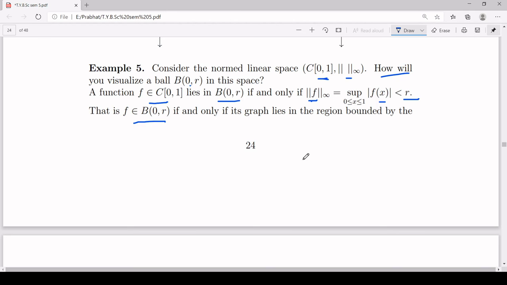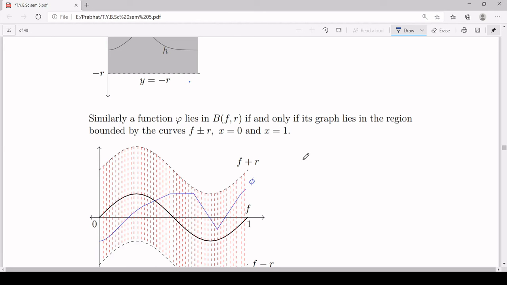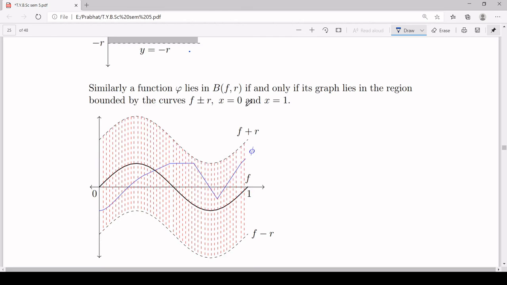Let's see the next example. Here it is just extended. Instead of 0, now if you take any other point f inside C[0,1], how will you visualize it? A function phi will belong to B(f, r), the open ball centered at function f and of radius r, if and only if the distance between phi and f is less than r. That means the norm of f minus phi is less than r.